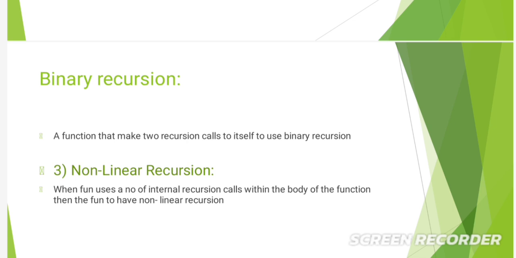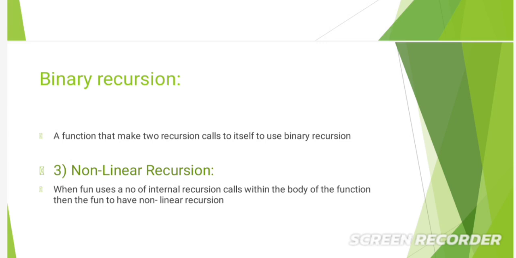Next, second type, binary recursion. Binary recursion means a function that makes two recursive calls to itself is said to use binary recursion. In binary recursion, a problem is solved by first dividing it into two smaller problems that are in turn solved by being divided into two smaller problems, and so on recursively.